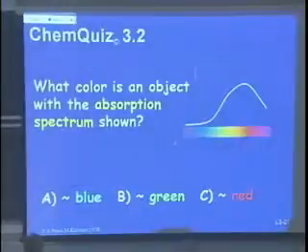So now let's see if you have understood what I told you before. You have an object, and this is the absorption spectrum. This is the absorption spectrum, and this is the object. If you shine light on this, this is what it absorbs, okay? That's the absorption spectrum. What is the color of this? Is it blue, green, or red? Absorbing means what?